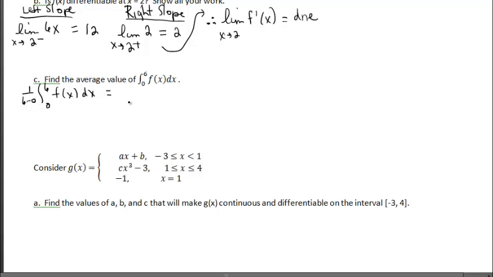Okay, not a lot of room, so I'll try and write small. I'm going to write all the way across and then continue down. So 1/6.